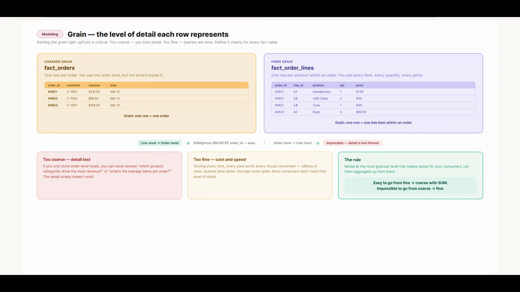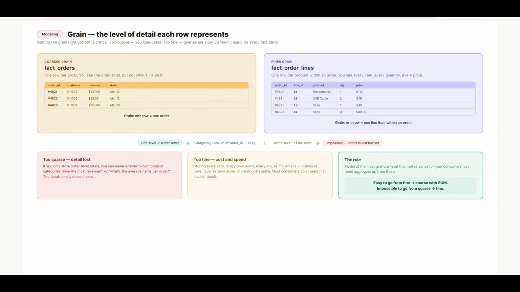Another key concept, grain. The grain of your fact table is the level of detail each row represents. In fact orders, each row is one order. That's the grain. If you want to also track individual line items, each product within an order, you need a separate fact table, fact order lines, with a finer grain. Getting the grain right up front is critical. Too coarse, you lose detail. Too fine, queries are slow and storage is expensive.